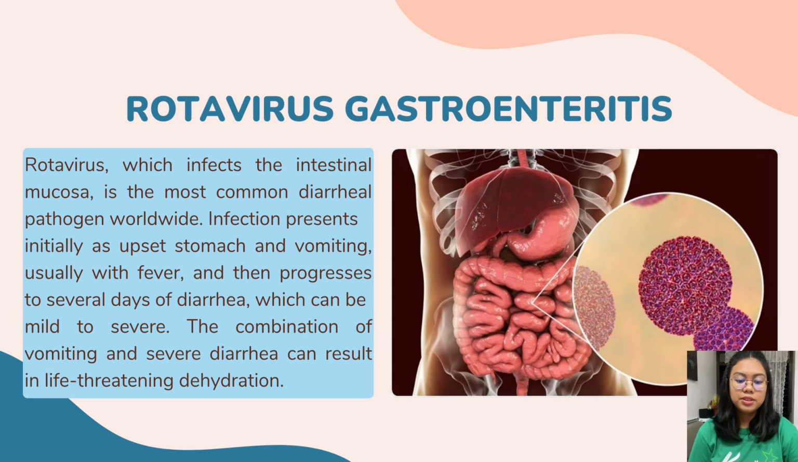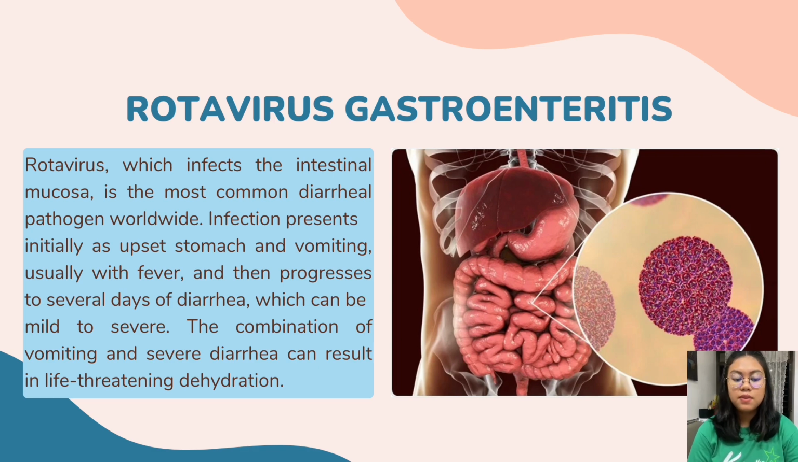For rotavirus gastroenteritis, it infects the intestinal mucosa and is the most common diarrheal pathogen worldwide. Infection presents initially as upset stomach and vomiting, usually with fever, and then progresses to several days of diarrhea, which can be mild to severe. The combination of vomiting and severe diarrhea can result in life-threatening dehydration.